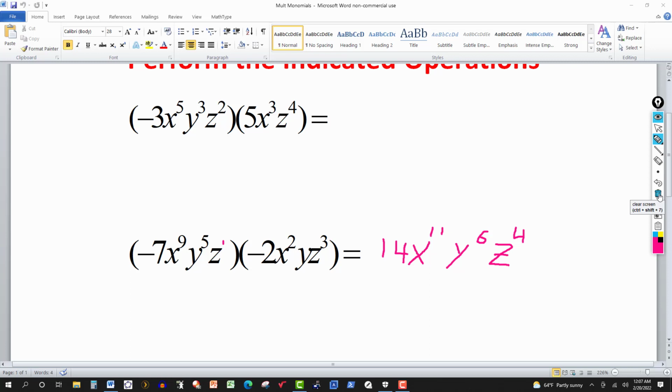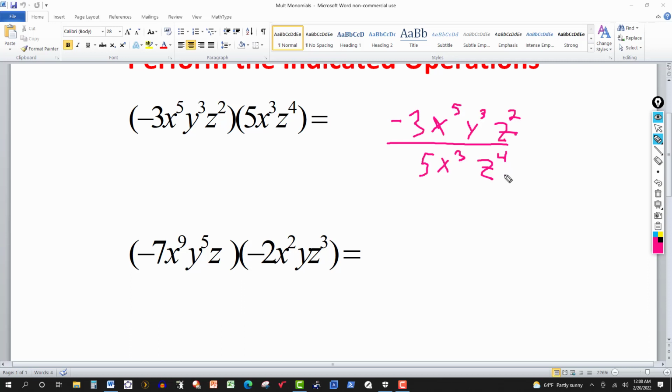Won't spend too much time with division, but basically it's the same sort of thing here. Let's just say I have these terms here, and I want to divide. So let's suppose we have -3. Okay, so suppose instead of multiplying these two monomials, they ask you to divide them. So I have in the numerator -3x to the 5th, y to the 3rd, z squared divided by 5x to the 3rd, z to the 4th.